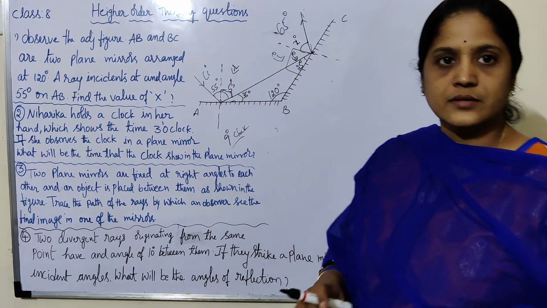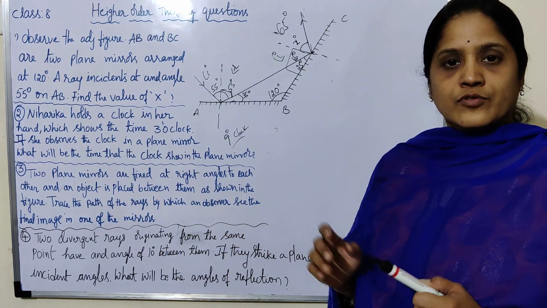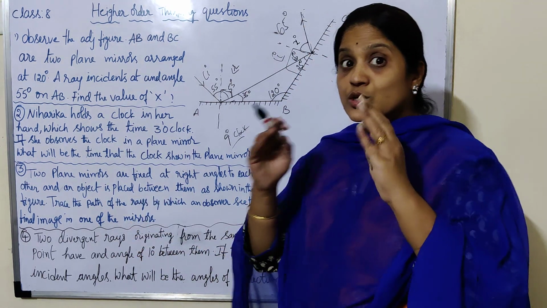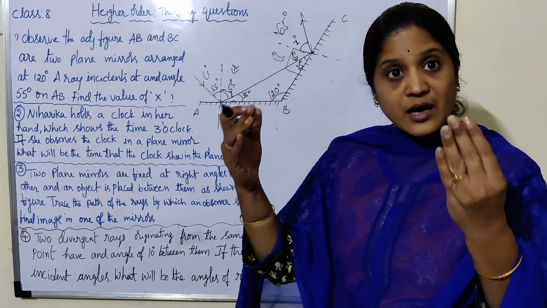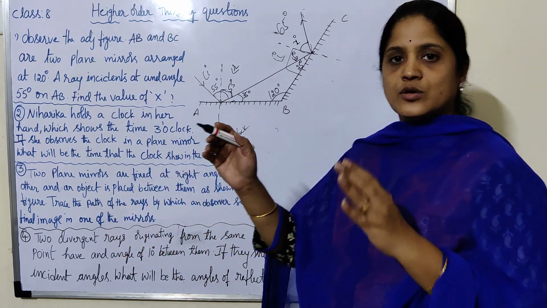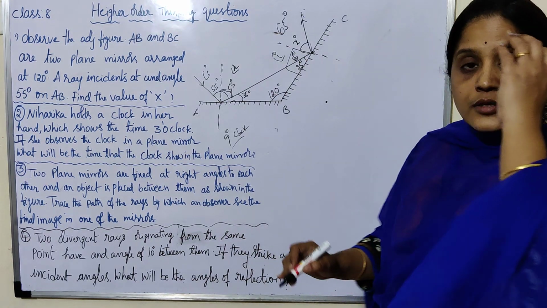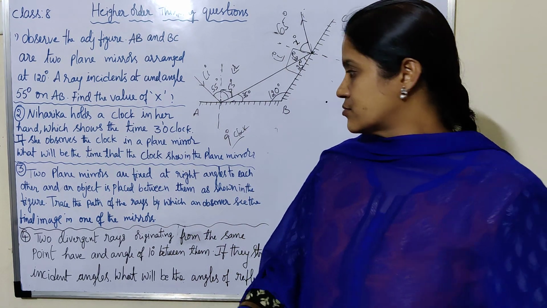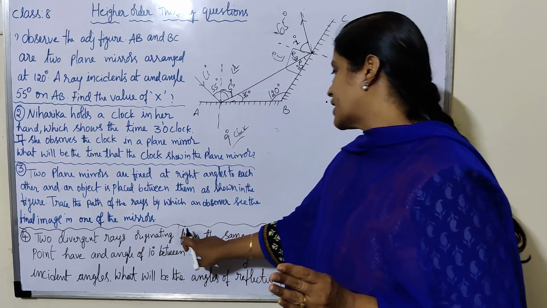in the figure, there is no diagram. Diagram is not given. Just the problem is given. So you have to draw the figure. Two diverging rays. Two rays, not mirrors here. Two diverging rays originating means they are coming from the origin, the starting point, from the same point. From one point, the two rays are coming, and the two rays are diverging rays. Once again, two divergent rays means deviating rays originating from the same point.